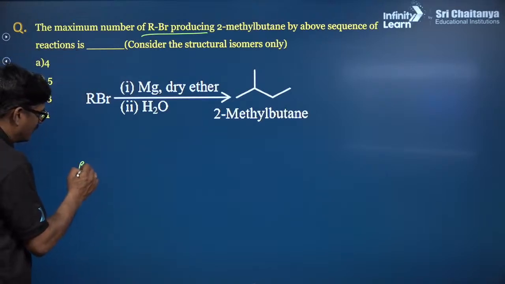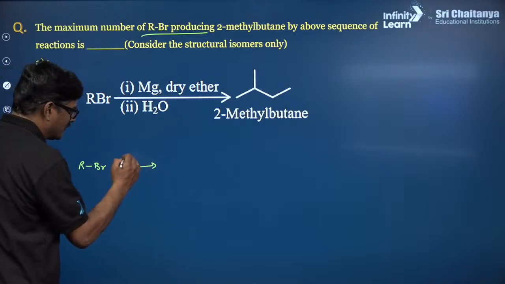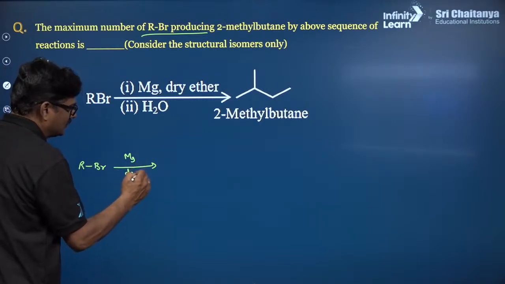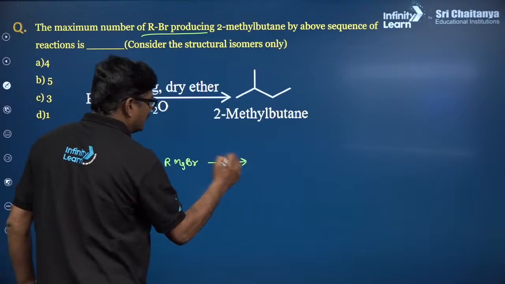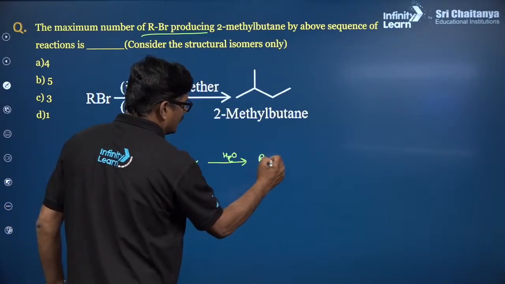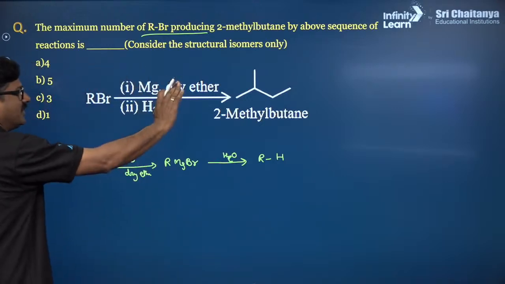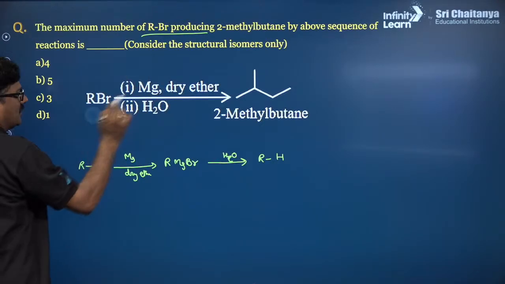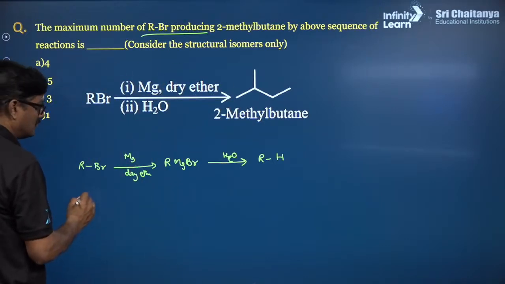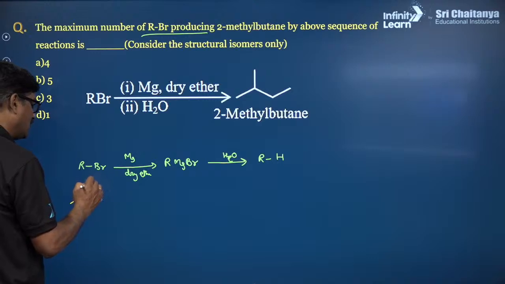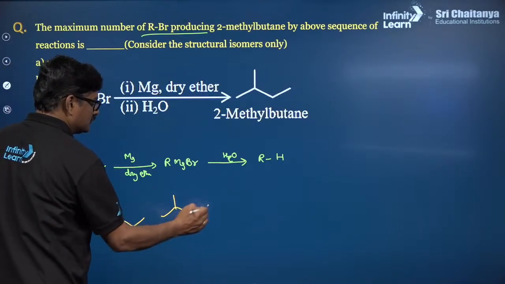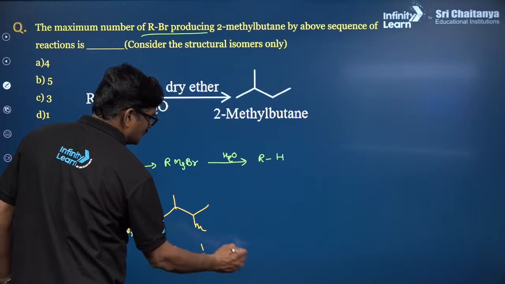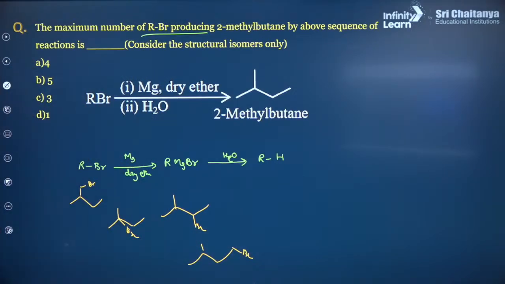So, whenever you see RBR, you are going to react with magnesium in dry ether. You are going to get RMgBr. When it is hydrolyzed, you are going to get RH, an alkane. So, now with varying this RBR, what type of alkyl halides can you have? You can have here, here, here, here. Now, 4 different types of alkanes.